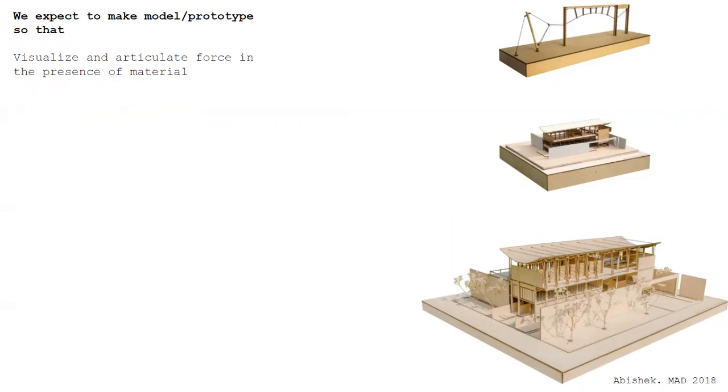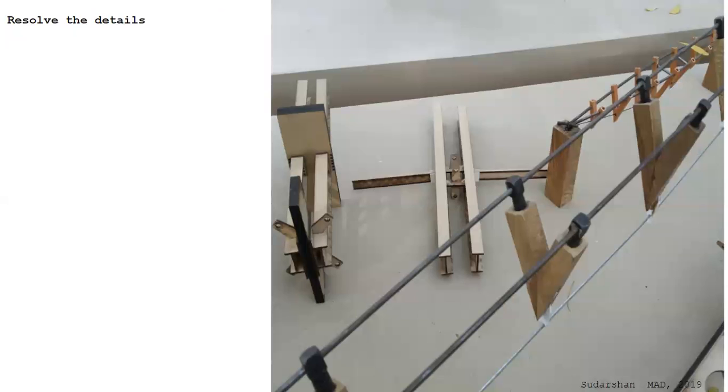Then we expect to make models and prototype, to visualize and articulate force in the presence of materials. So on the right, right from the structural system trying to articulate force, you see progressively different scales of models in order to express architecture. Then resolve a detail. So we'll be going fully into part by part, trying to work out detail at least at a scale of 1:10, 1:20. And in some cases, we might go for 1:1 scale.